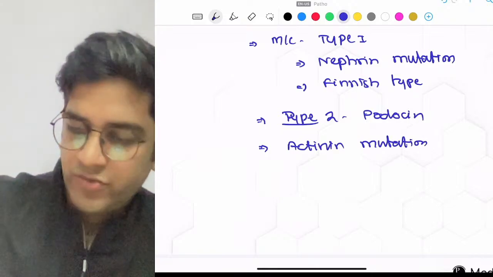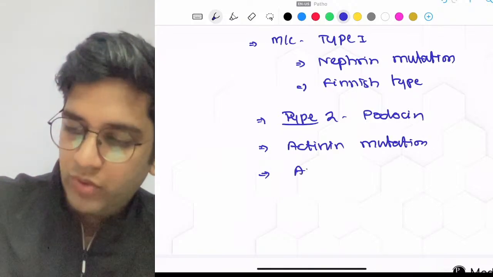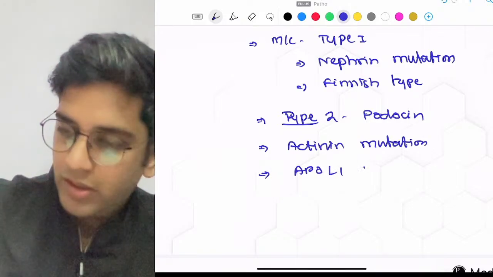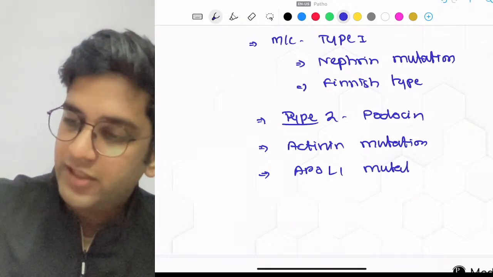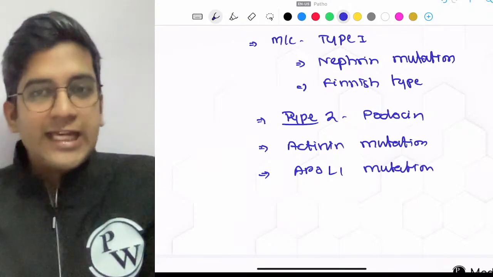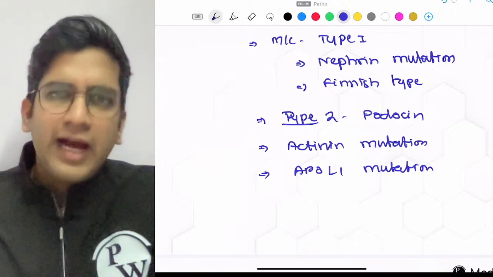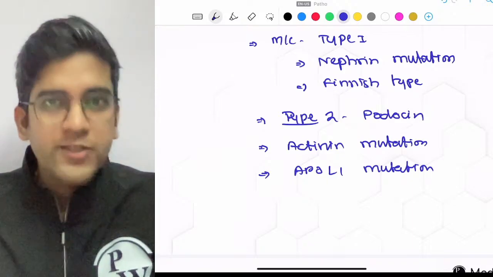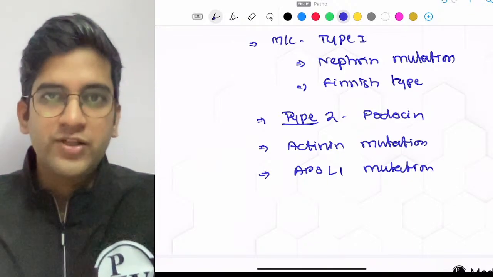And the recent one which has been discovered is apolipoprotein L1. Where do you see actinin, Sajad? Can anyone add to whatever Sajad said? Actinin is a mutation which results in, actinin is a protein which is in RBCs and causes steatocytosis, right?